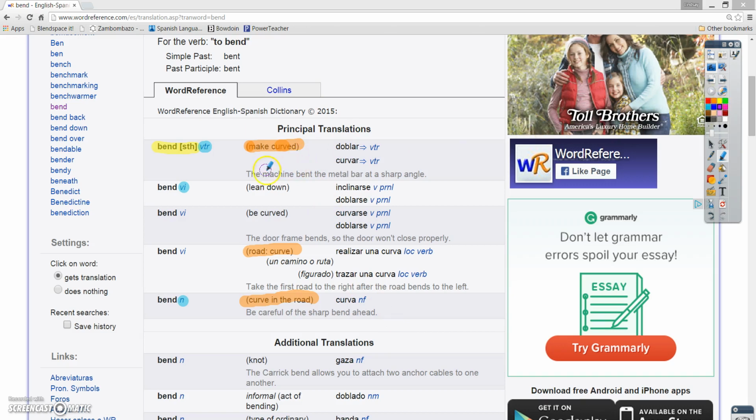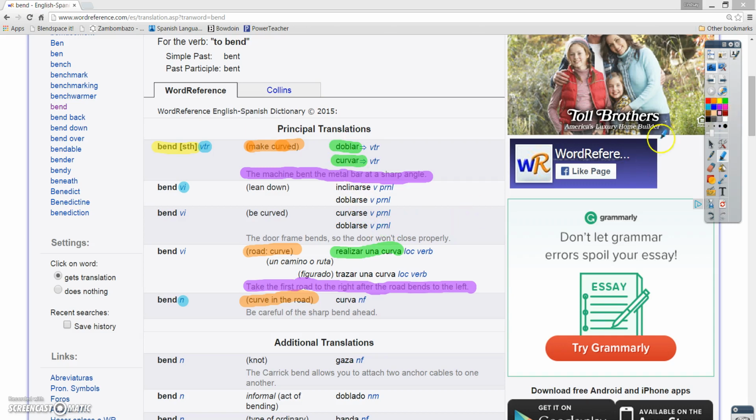It will even give you example sentences. The machine bent the metal bar at a sharp angle. Or, take the first road to the right after the road bends. So you know if you're talking about a road, you would use the verb realizar una curva. If you're talking about bend, as in to bend paper or to bend a straw, you would use curvar or doblar.